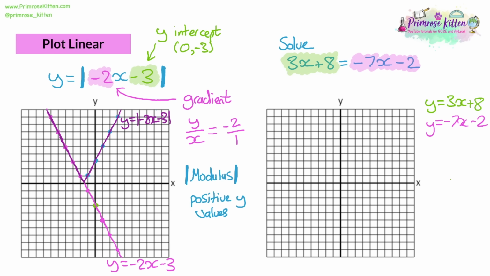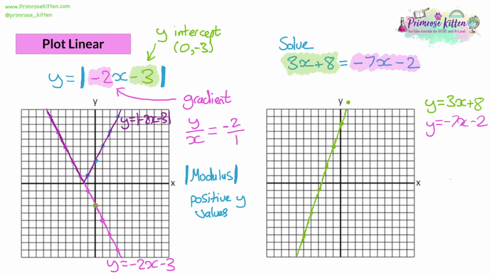So 3x plus 8, the y-intercept is at 8, and the gradient, difference in y over x, is going to be 3 over 1. So when we go up 3, we're going to go across 1. But that's going to go off the graph, actually, so we need to go in the opposite direction. We go down by 3, we're going to go across by 1, and so we can plot the graph like this. Then we can draw a straight line through. So there's our first line.